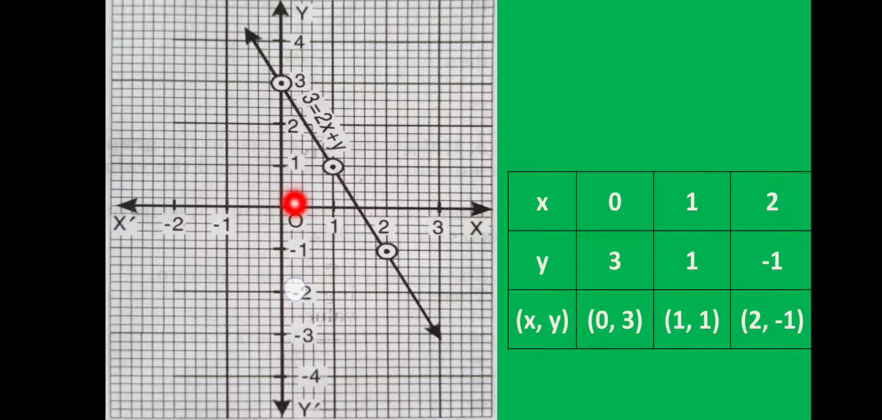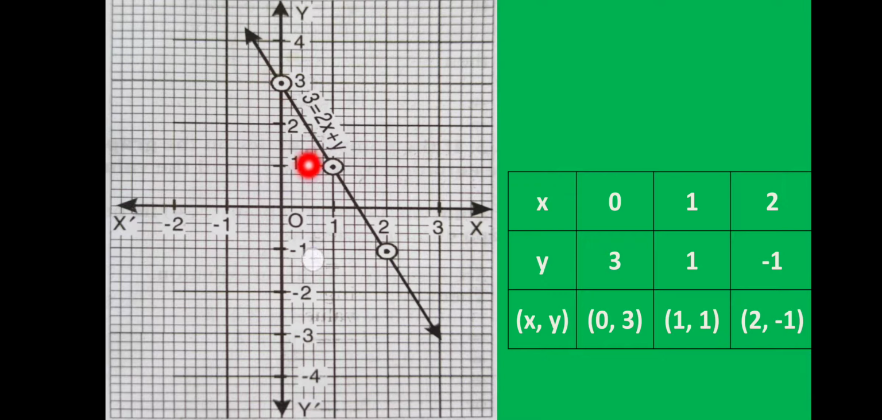Then 1 comma 1. Now along the x-axis we will go up to 1, then along this line we will go one step above, that is plus 1, that is here. So this is our second point. Then 2 comma minus 1. Firstly we will find 2 on the x-axis, that is here. Then minus 1 on the y-axis, so we will go 1 step downward, that is here. So this is our third point.